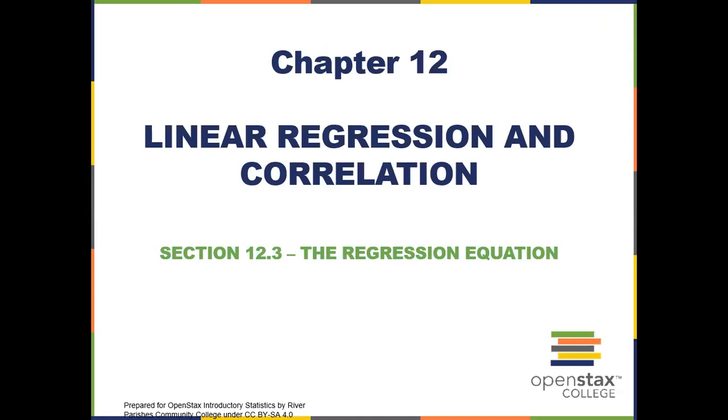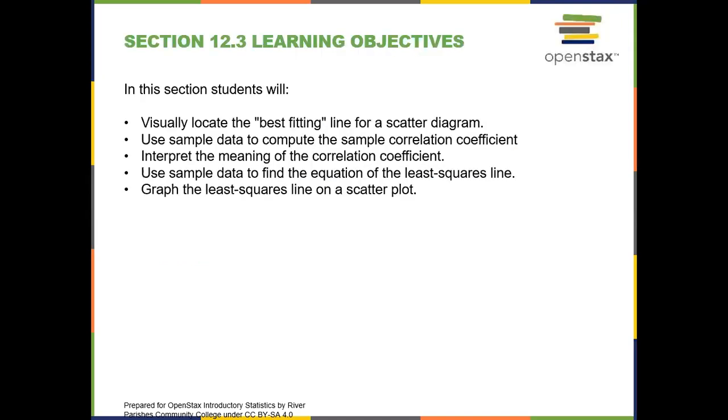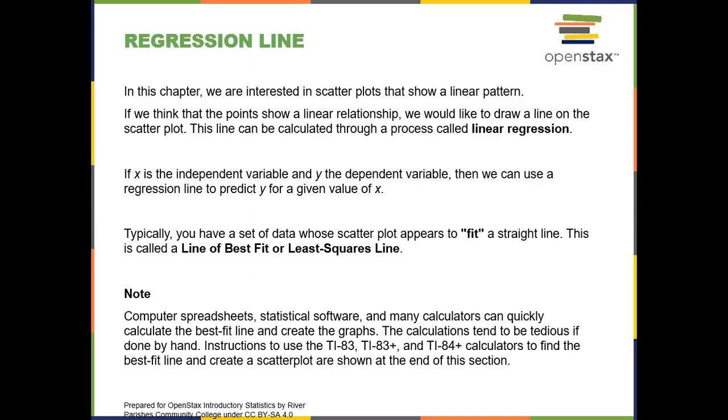Linear regression, correlation. In this chapter, we are interested in scatter plots that show a linear pattern. If we think that the points show a linear, that means a straight line, relationship, we would like to draw a line on the scatter plot. The line can be calculated through a process called linear regression. Linear means straight line, regression means going back to X and Y data to get this straight line. If X is the independent variable and Y the dependent variable, then we can use a regression line to predict Y for a given value of X.